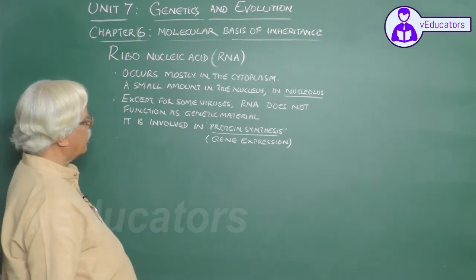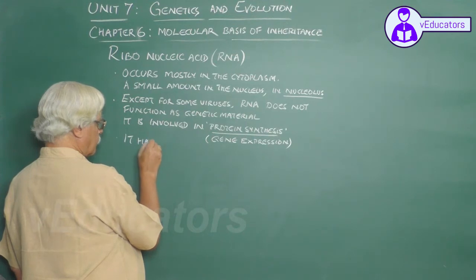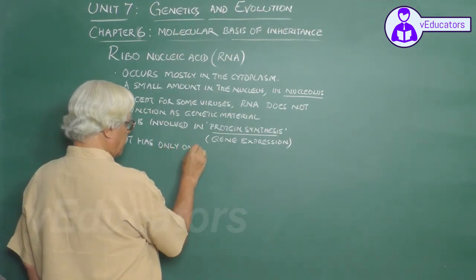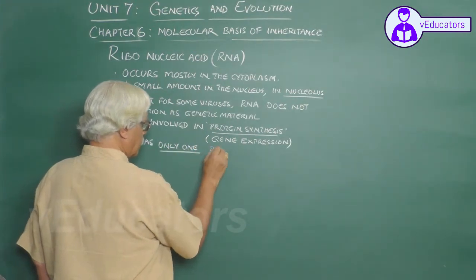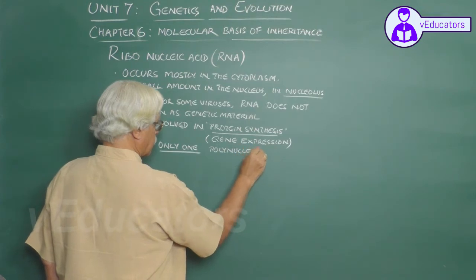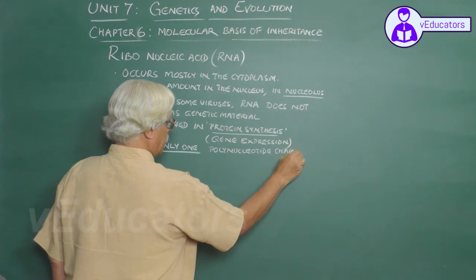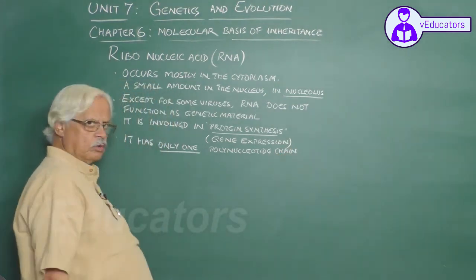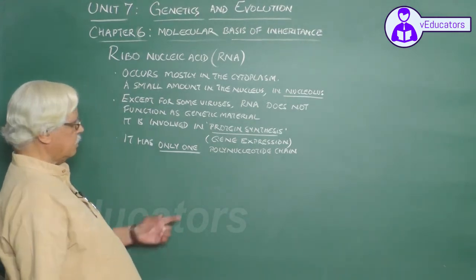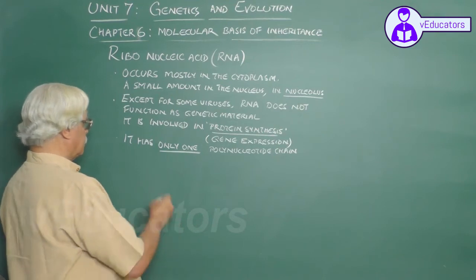RNA, unlike DNA, has only one polynucleotide chain. In DNA, we have seen there are two polynucleotide chains coiled around each other, but in RNA, there is only one polynucleotide chain.